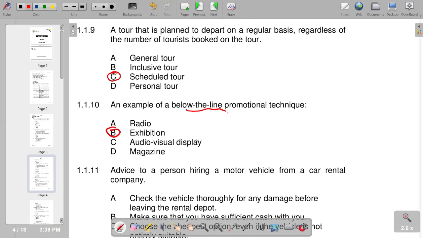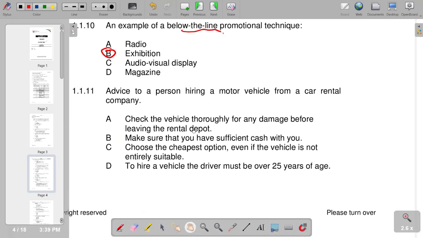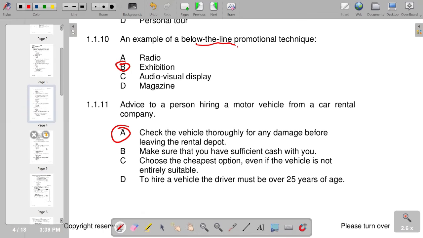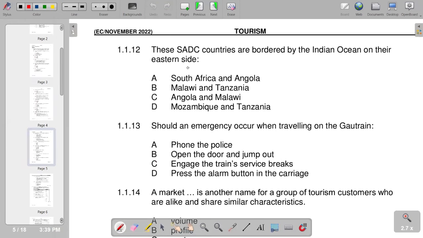So we go to number 11, advice to a person hiring a motor vehicle from a car rental company. According to the responses that we have, the correct response is to check the vehicle thoroughly for any damage before leaving the rental depot. So we have A. That's the correct response. We'll move on to number 12. These southern countries are bordered by the Indian Ocean on their eastern side. So you'll see that we've got Mozambique and Tanzania as the correct countries. So we have D.